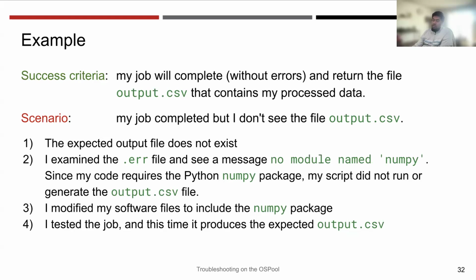So this is just a scenario-based example. The idea is to make you think about what things you can do if your job has a critical step and you are not sure which step is going wrong.